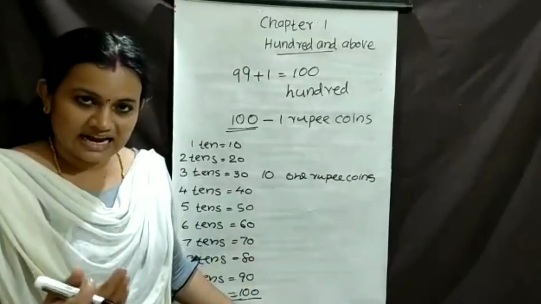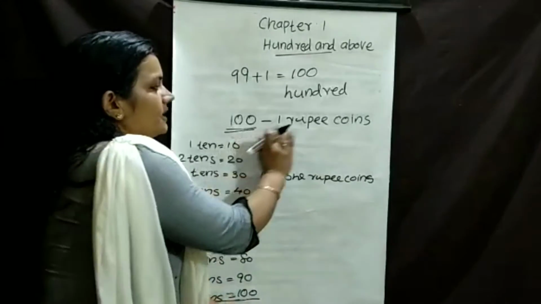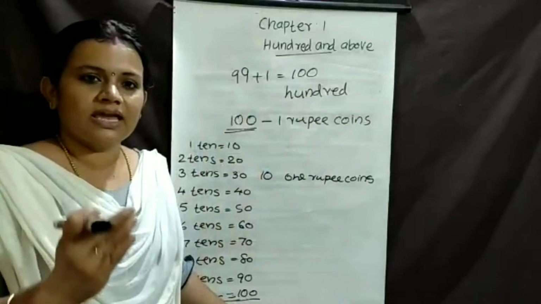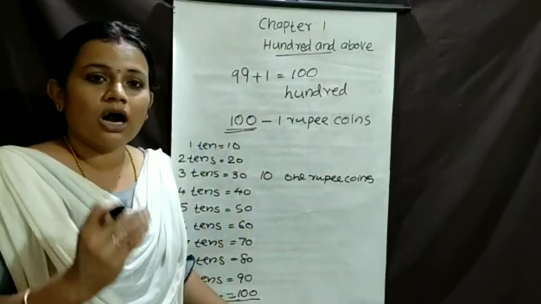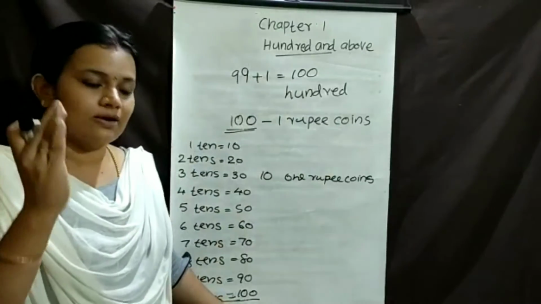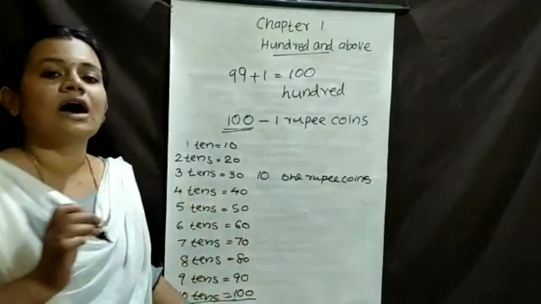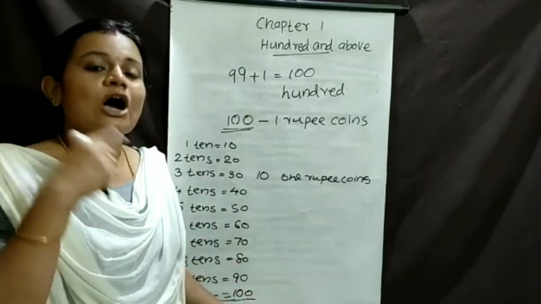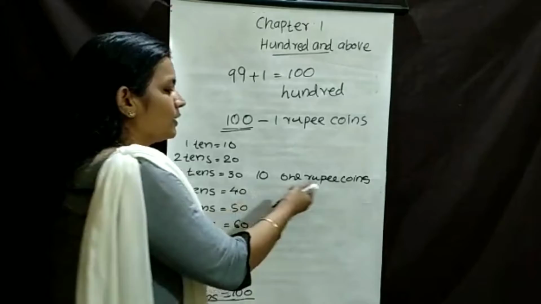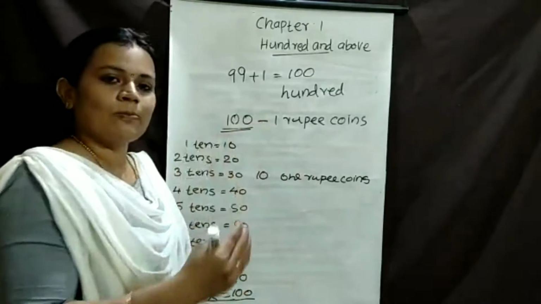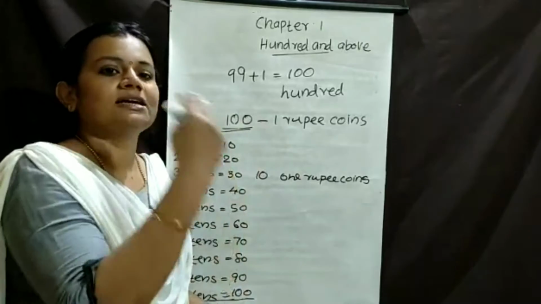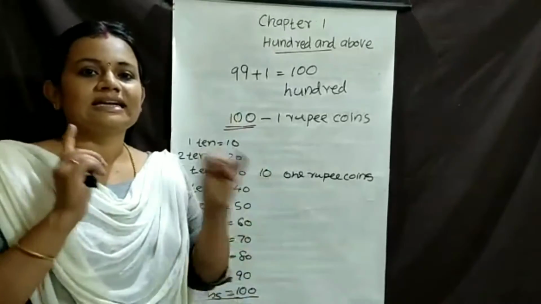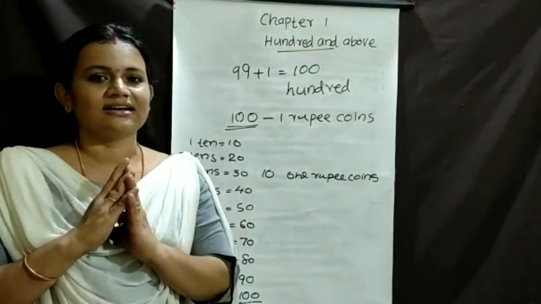Understood? Once again I repeat. Adira has 100 one rupee coins. She wants to make 10 groups because 10 tens equal 100. One group has 10 one rupee coins. She will make 10 groups and she gets 100, because 10 tens equal 100.